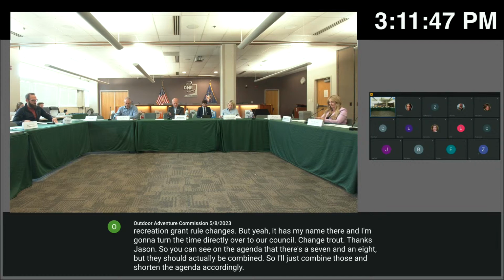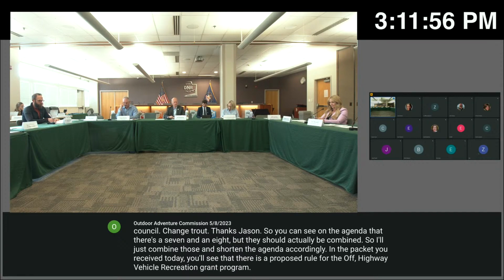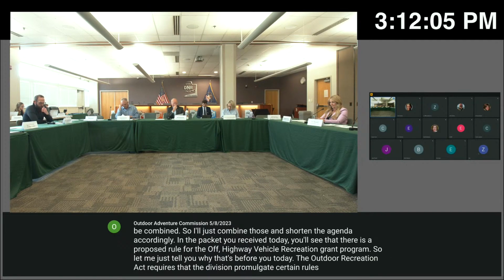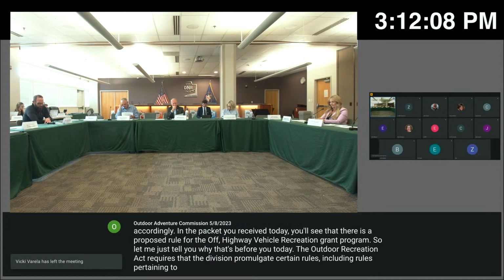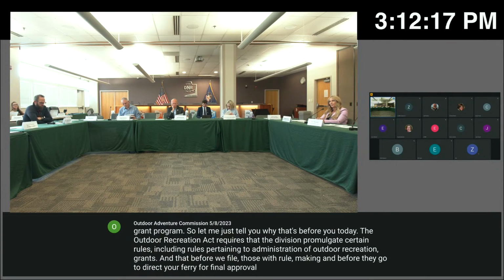In the packet you received today, you'll see that there is a proposed rule for the off-highway vehicle recreation grant program. So let me just tell you why that's before you today. The Outdoor Recreation Act requires that the division promulgate certain rules, including rules pertaining to administration of outdoor recreation grants, and that before we file those with rulemaking and before they go to Director Ferry for final approval, we notify the OAC of that rule. And so that's what we're doing here today.